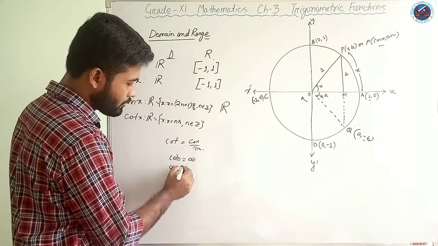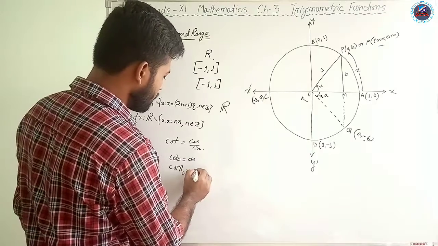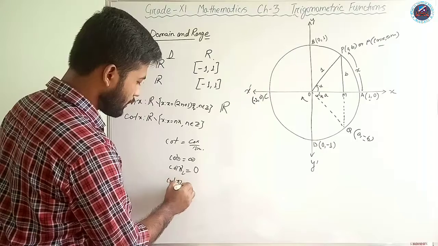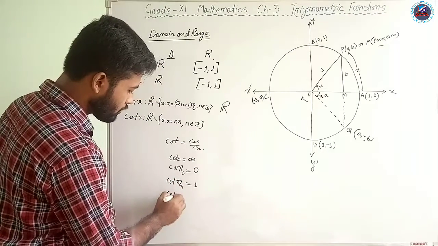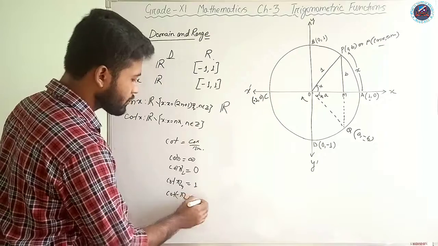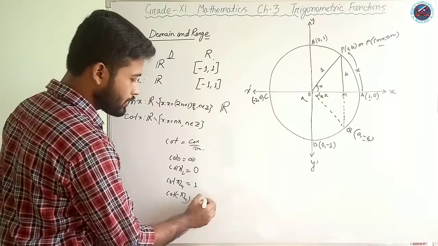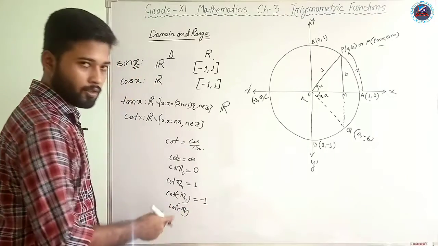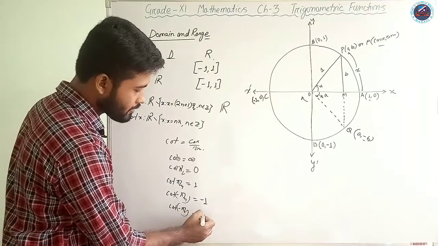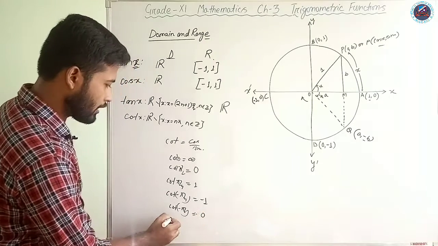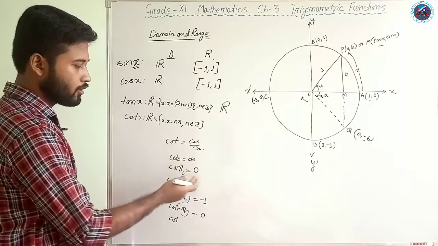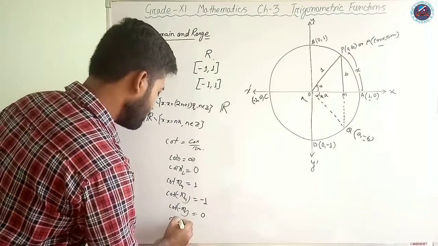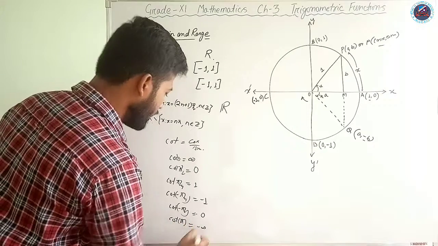Again, cot pi by 2 will be 0. Cot pi by 4 will be 1. Then cot minus pi by 4, or you can say cot 3 pi by 4, is minus 1. Cot minus pi by 2 or cot 3 pi by 2, both are the same thing, is 0. And here it will be cot pi, which will be minus infinity.